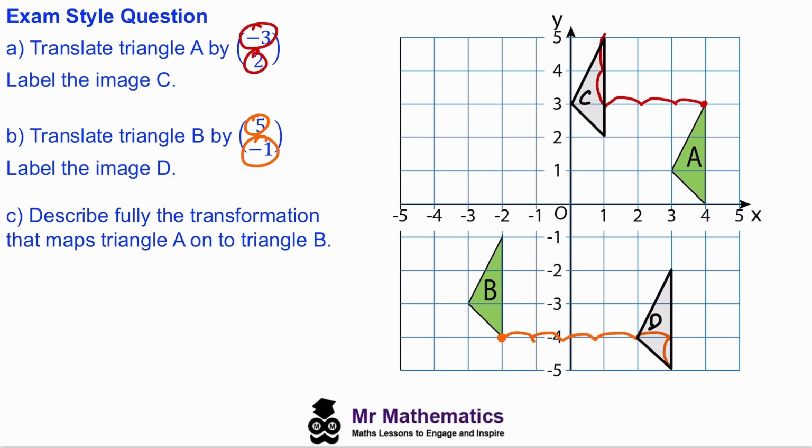And then for question C, where we can see that triangle A has been moved to triangle B, we'll describe this as a translation. And the vector, well, we can start at this vertex. We're going across by 4, 5, and 6. So negative 6, and then we're going down by 4. So (-6, -4) is our translation vector.